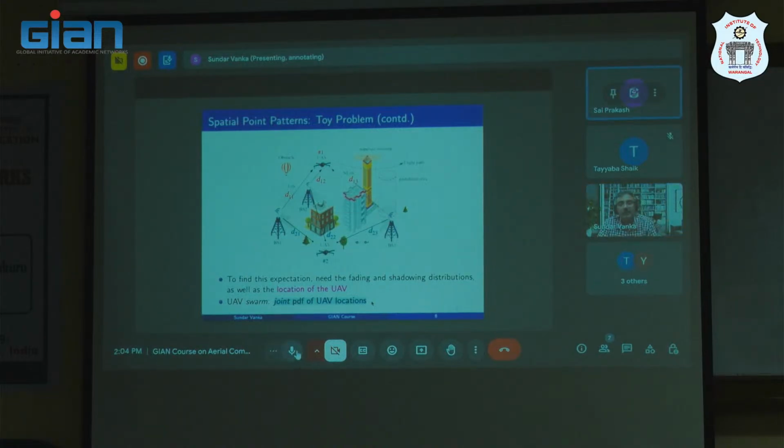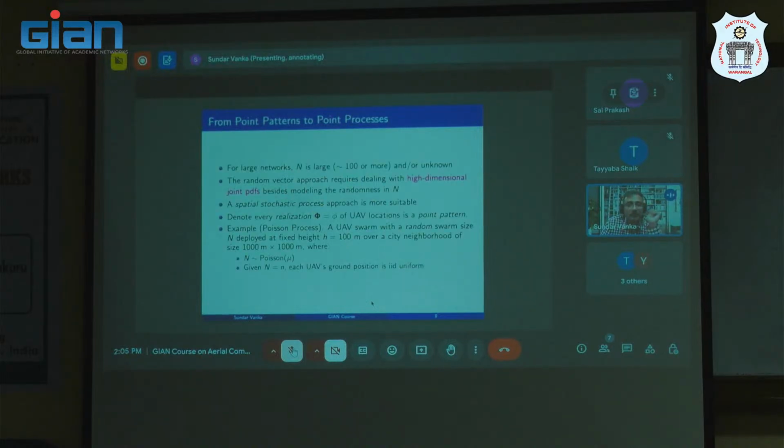Okay, great. So now with this picture in mind, let us understand whether this approach is scalable. Let's say you have N, which is a swarm. You have multiple swarms, correct? Let's say you have 100 UAVs, and you still want to consider the locations of these UAVs as a high dimensional random vector, correct?